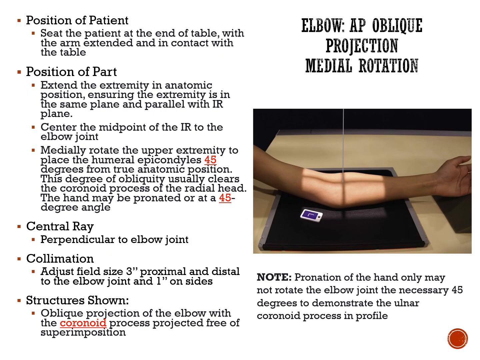On the AP oblique projection with medial rotation, we're going to medially rotate the patient from the AP projection 45 degrees. So we want the humeral epicondyles 45 degrees from the true anatomic position. This is going to clear the coronoid process from the radial head, and that's the purpose of this one, to look at the coronoid process. We want to be perpendicular to the elbow joint. We again want 3 inches proximally and distally, with 1 inch of collimation on both sides. And we want to see the coronoid process free of superimposition.